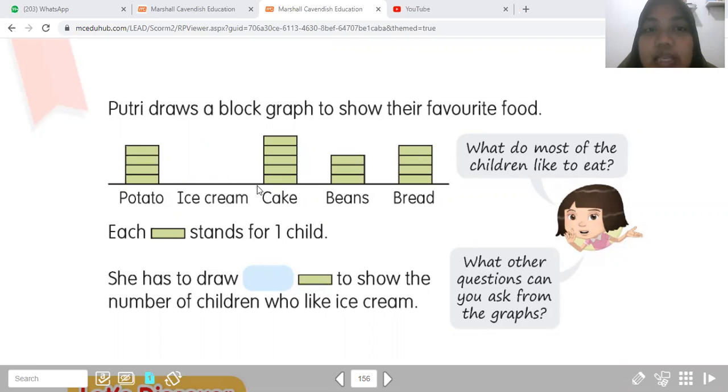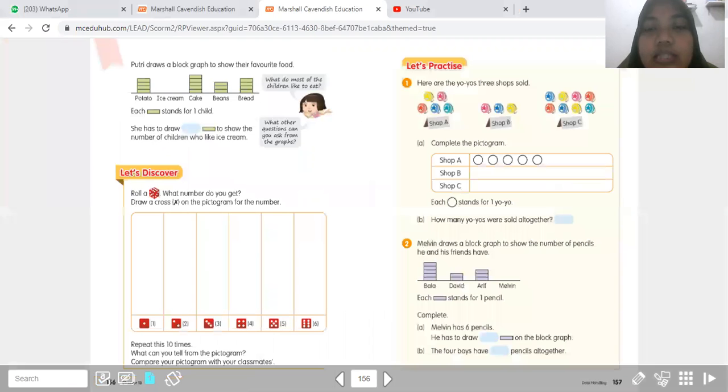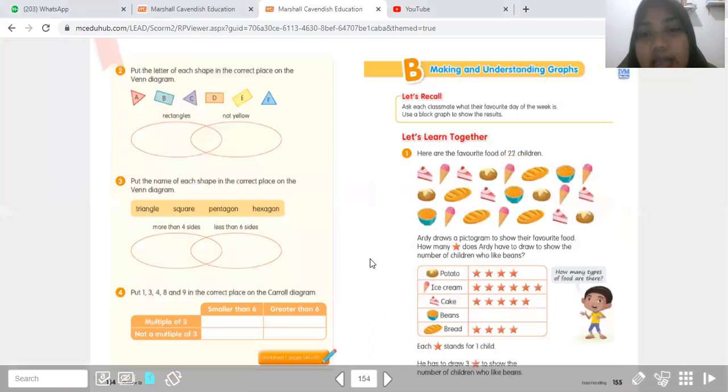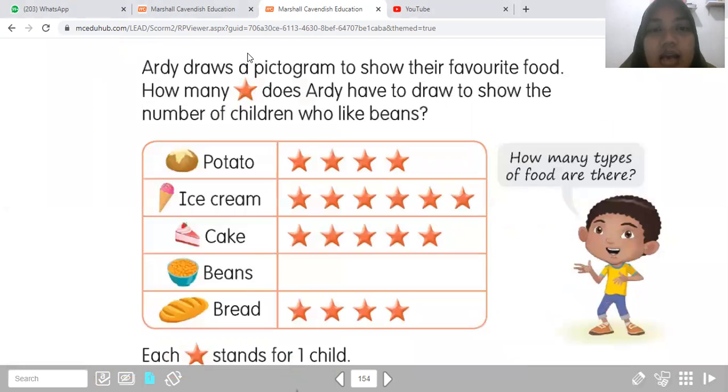In a block graph we use blocks to represent the data, in the pictograph we use pictures to represent the data, which in this case the picture is a star, right? So the star represents the data. That's why we call this a pictograph, because we use a picture of stars to represent the data. Like block graph, we use blocks to represent the data.